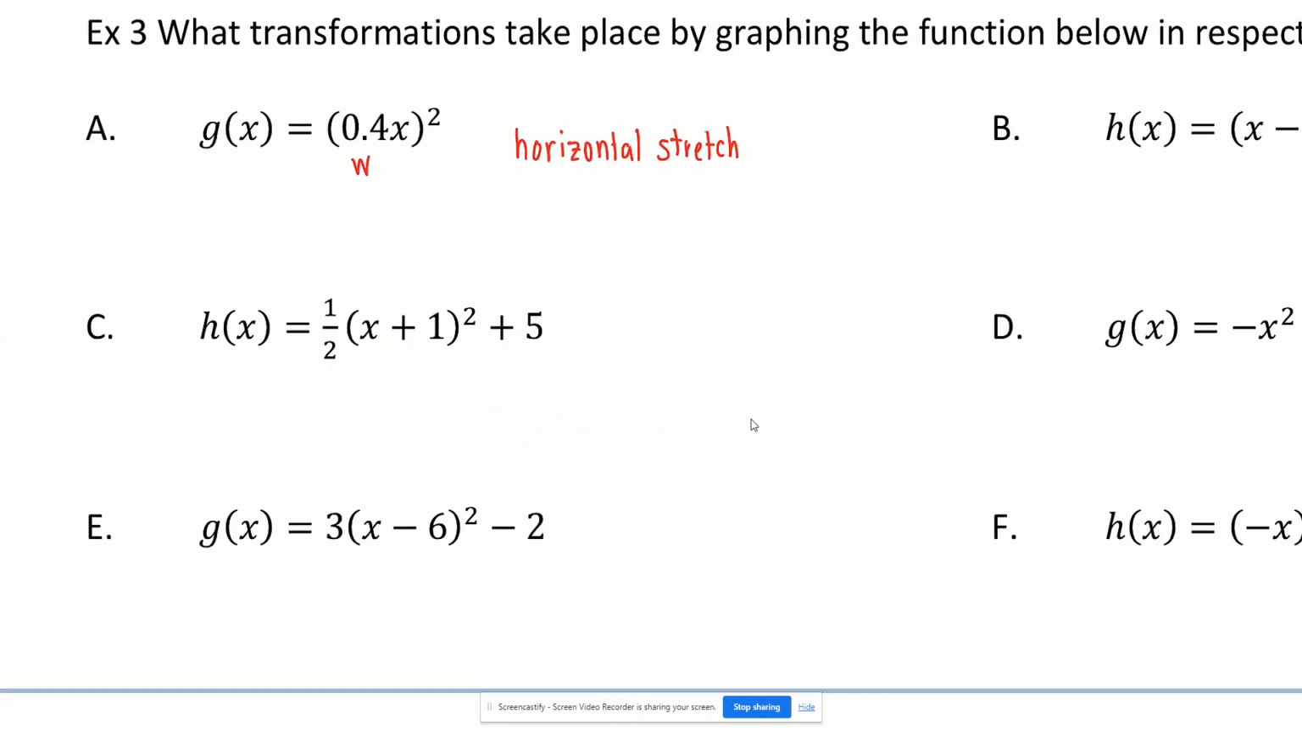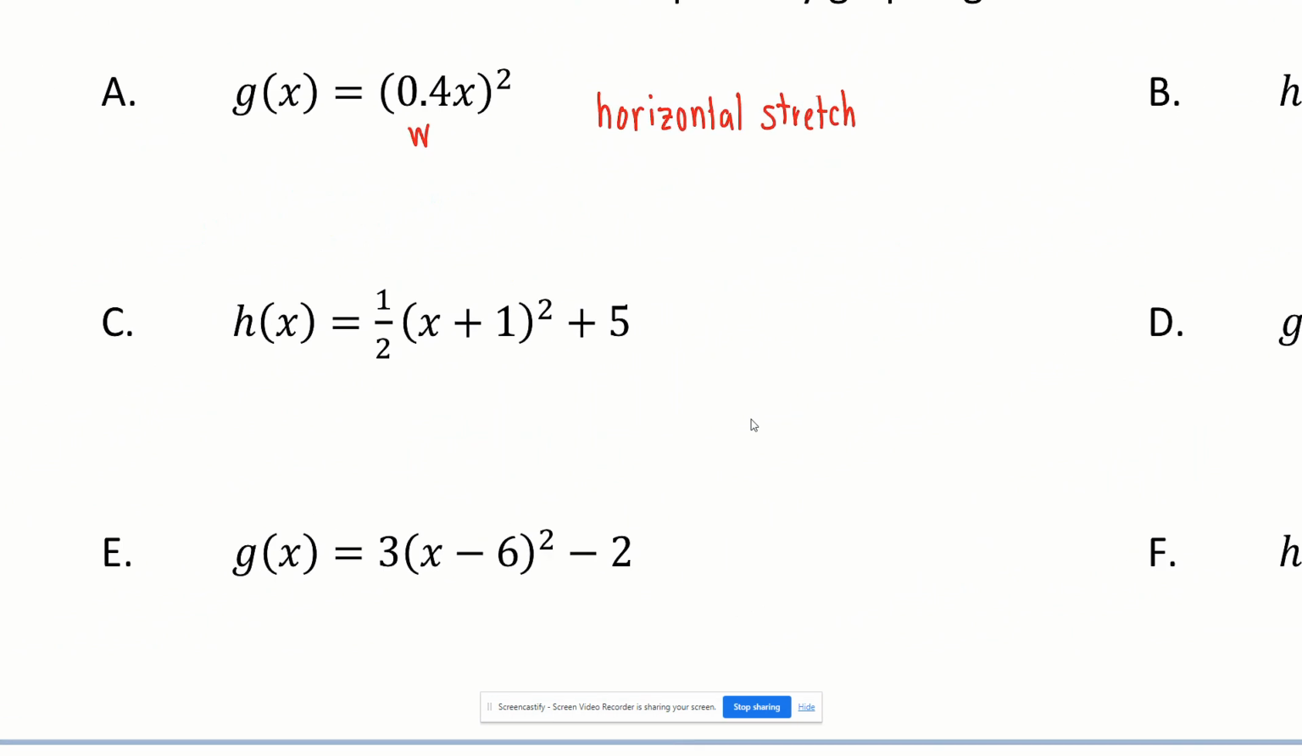This has a lot of stuff going on, C. 1/2, remember, makes it more wide, makes it wider. It's happening on the outside. That's vertical. What vertical move makes it wide? Vertical compression. That plus 1 inside means horizontal shift. It's the opposite, so it's negative 1 horizontal shift. It shifts left 1. Then that plus 5 on the outside means vertical shift. It is what it is, so that thing is shifting up 5.